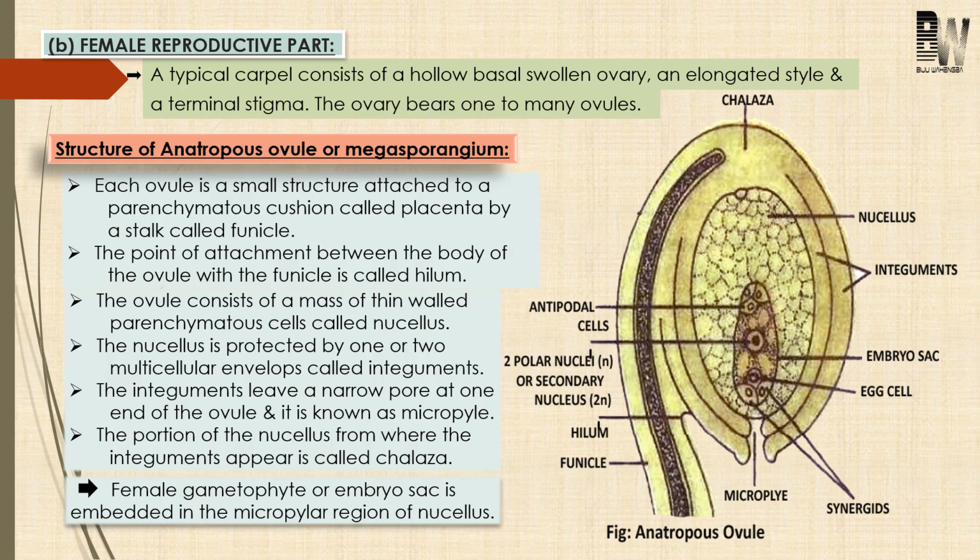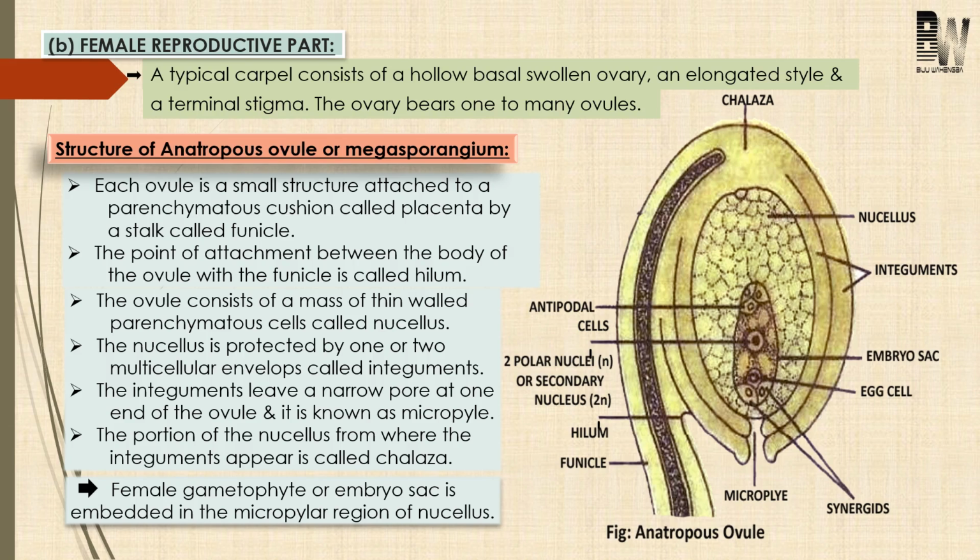In some flowers there may be a single carpel, and that condition is called monocarpellary. In some flowers there may be more than one carpel, and that condition is called multicarpellary. In the multicarpellary condition, the carpels can be either free or fused. The fused condition is called syncarpous, and the free condition is called apocarpous. So this is about the carpel or pistil.